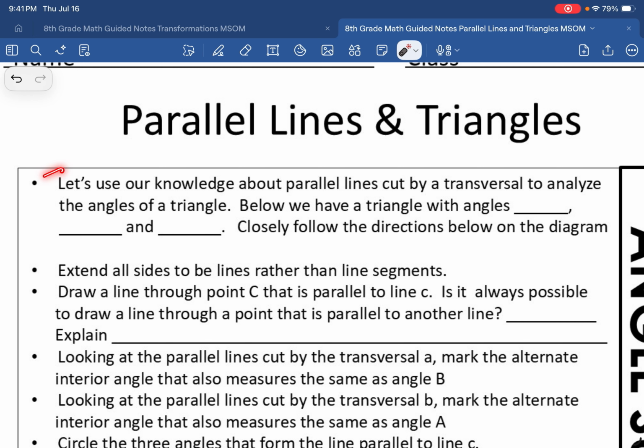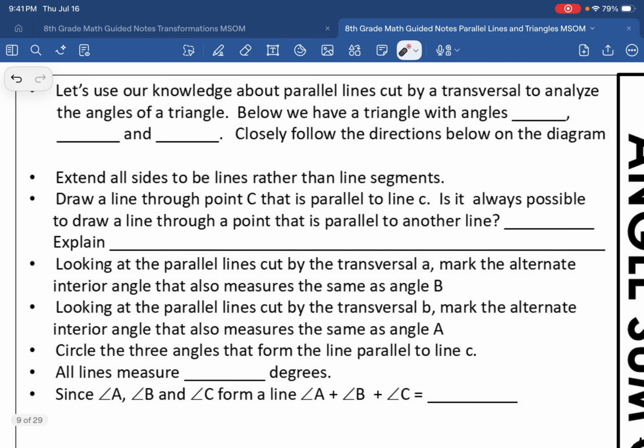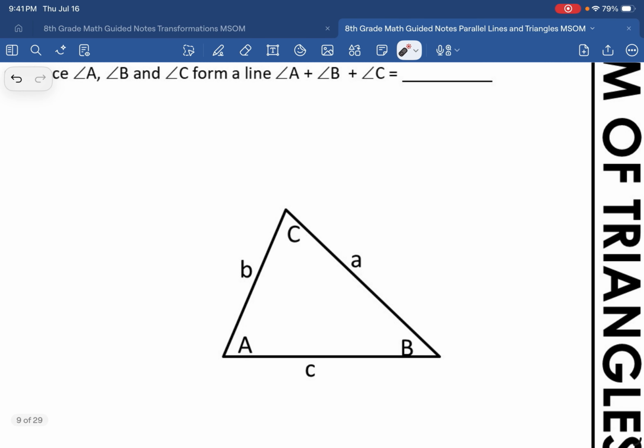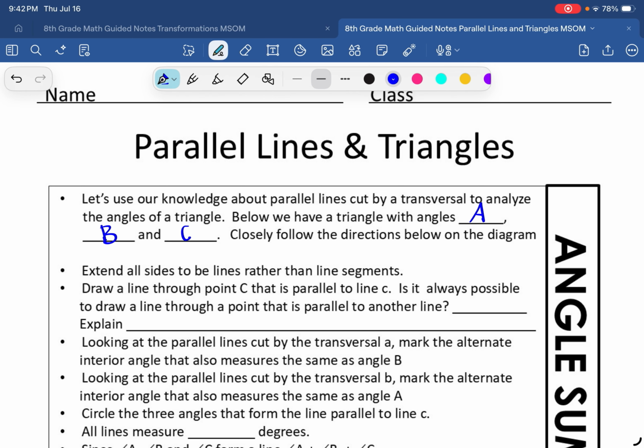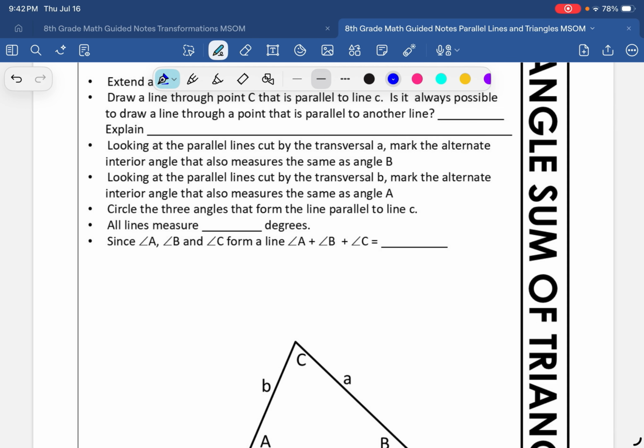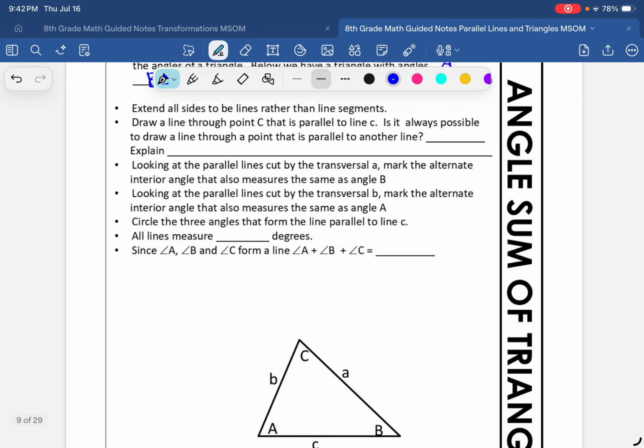Let's use our knowledge about parallel lines cut by a transversal to analyze the angles of a triangle. Below we have a triangle with angles A, B, and C. Closely follow the directions below on the diagram. I am going to make this a little bit smaller so I can have the directions and the diagram shown in the same image here.